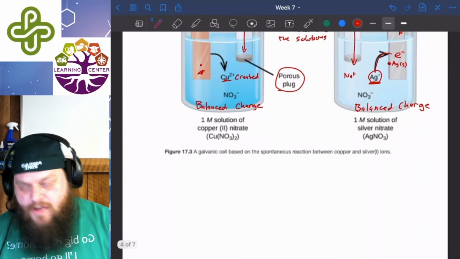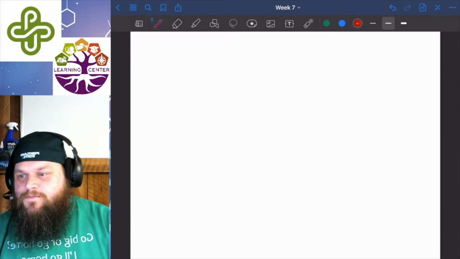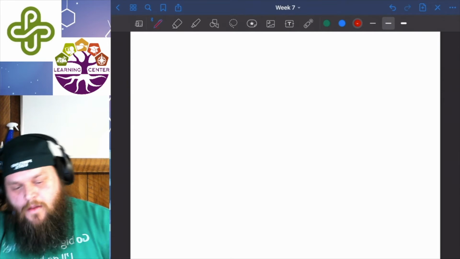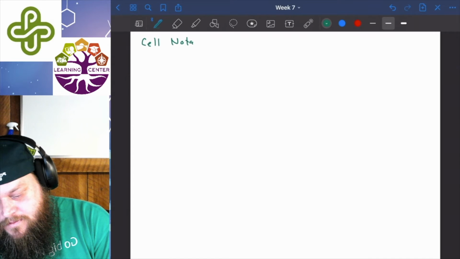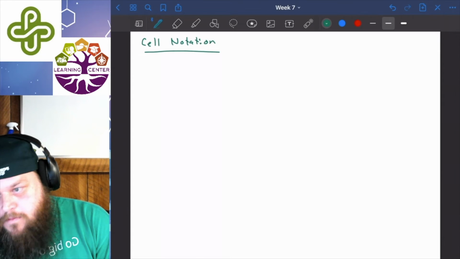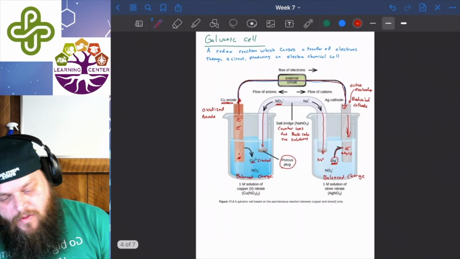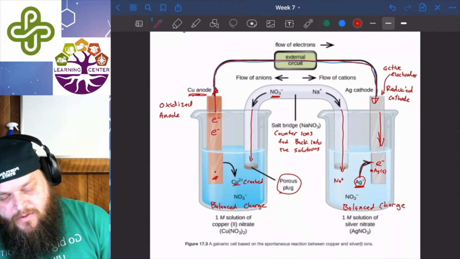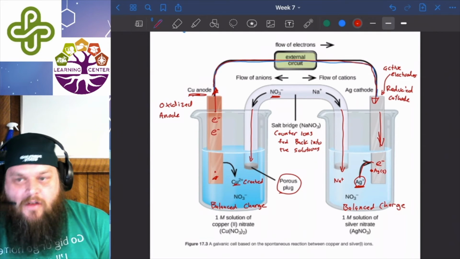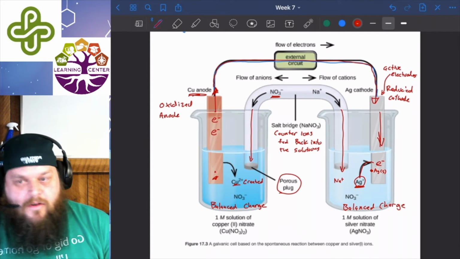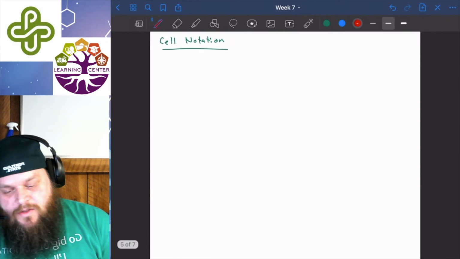So the notation that we use for this, do I have space over here? Yeah, I think so. This is cell notation. And if I were to write out that reaction for this galvanic cell, notice we have copper solid turning into copper +2. We have silver plus turning into silver solid. So we can write out that whole equation.